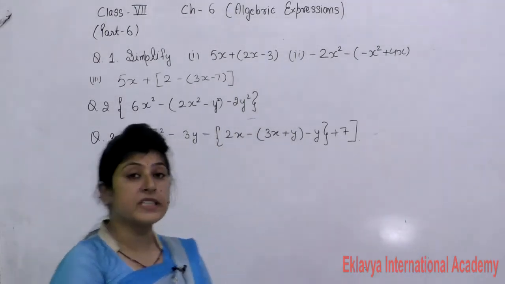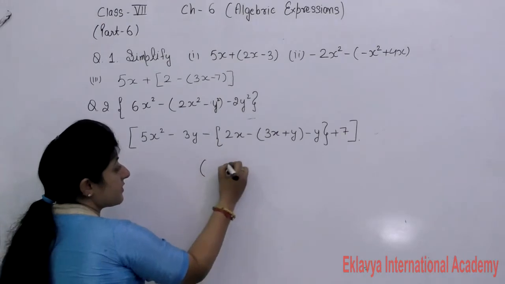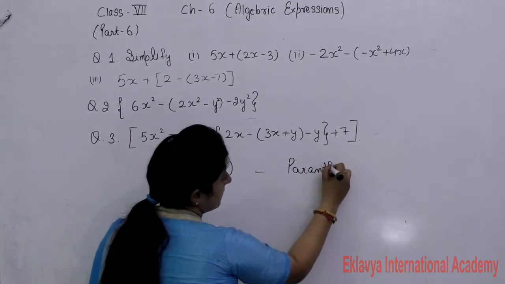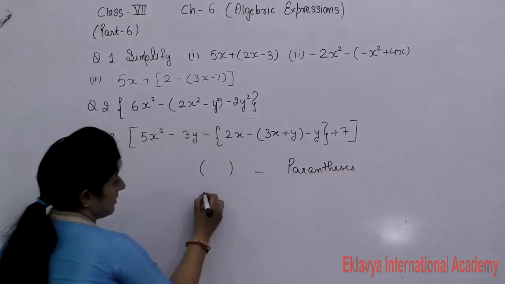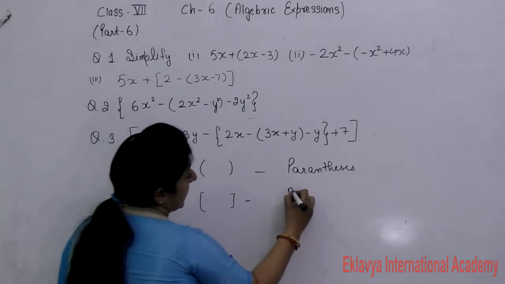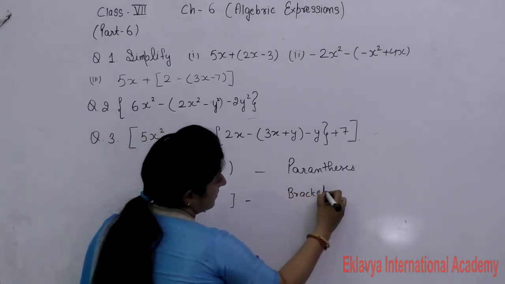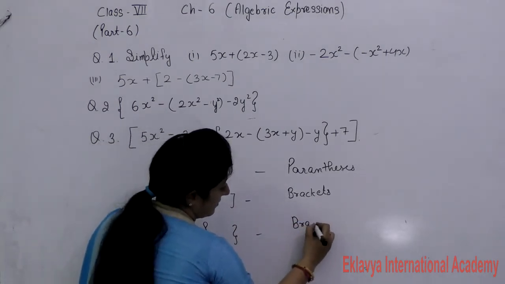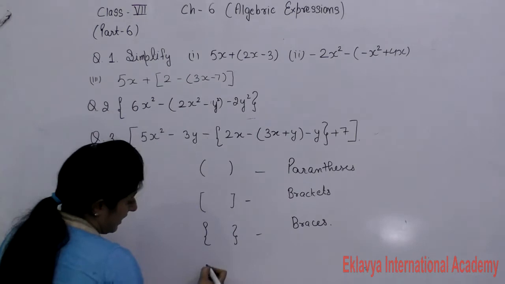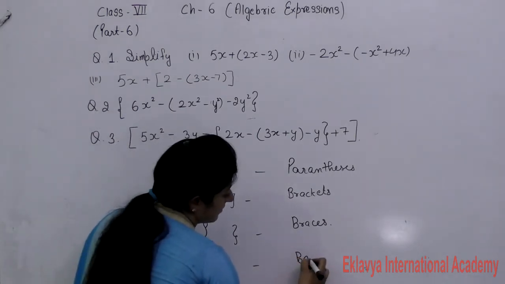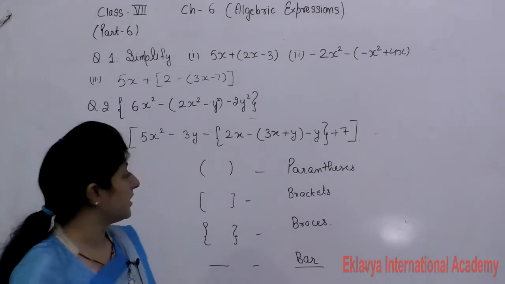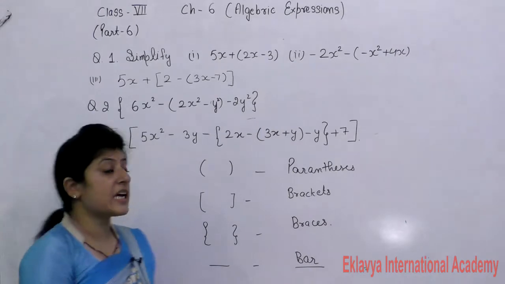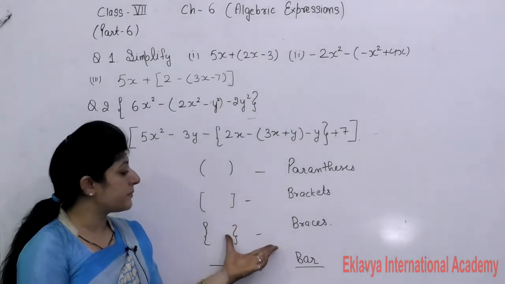Good morning students. We will continue our chapter 6, algebraic expressions, and today we will discuss the use of grouping symbols. Some grouping symbols are here. This one is called parenthesis, this one is called bracket, braces, and this one is called bar. Bar we will discuss in our upper classes. This time we are using these types of symbols: parentheses, brackets, and braces.